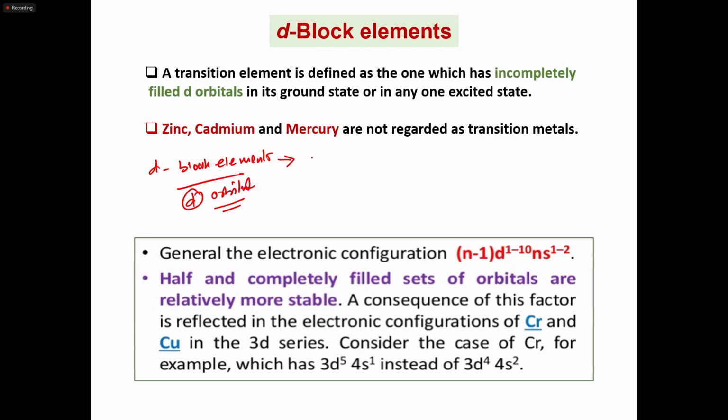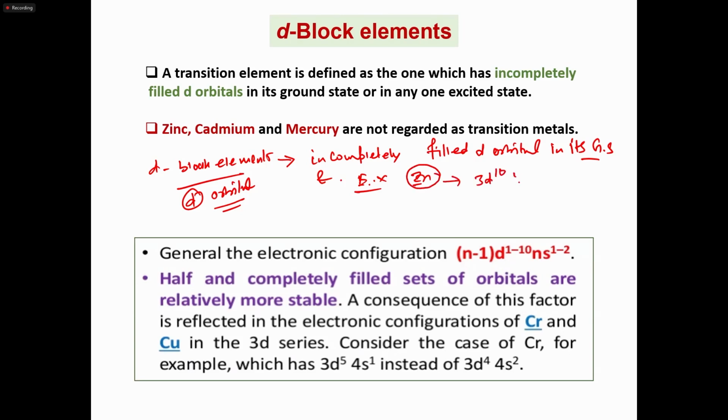have progressively filled, or incompletely filled, d orbitals in the ground state and in any excited state. What does this mean? Suppose you see zinc. For zinc, the electronic configuration is 3d10 4s2, so this is the ground state electronic configuration.